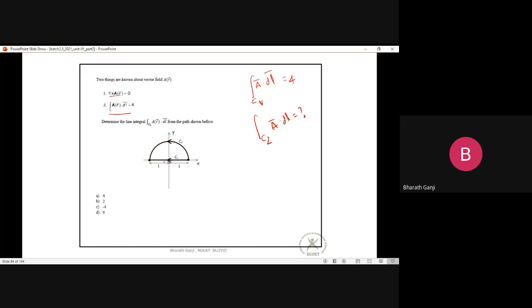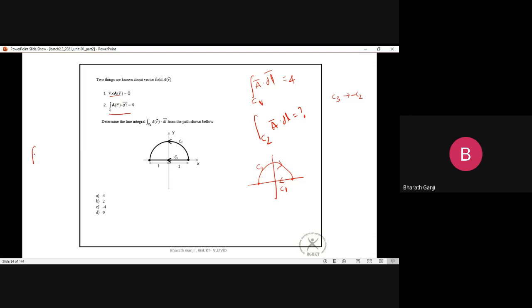So the approach for this problem is simple. Let me choose a path like this. Between these points, I'll be walking in this path. Say this is the C1 path, and say instead of walking in the C2 direction, I walk in this path like this. So say I come back to the same point where I started. Let us call this path the C3 path, and I can see that the C3 path is nothing but the opposite direction of the C2 path. I chose this path because now this becomes a closed path.